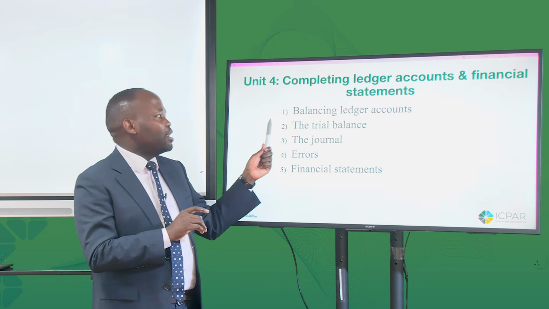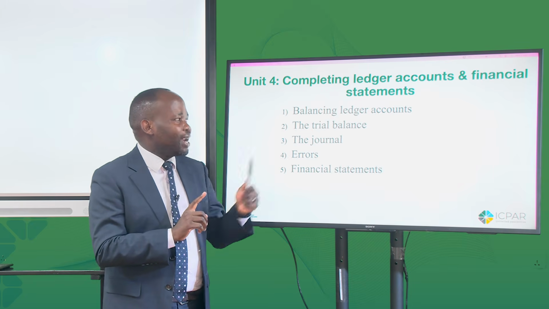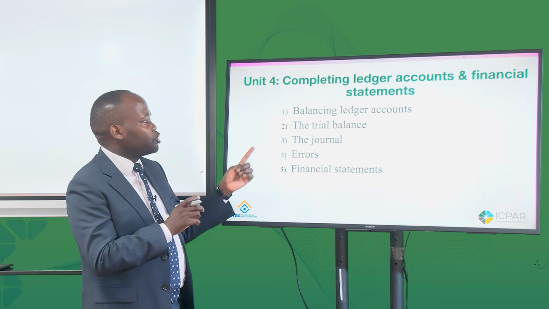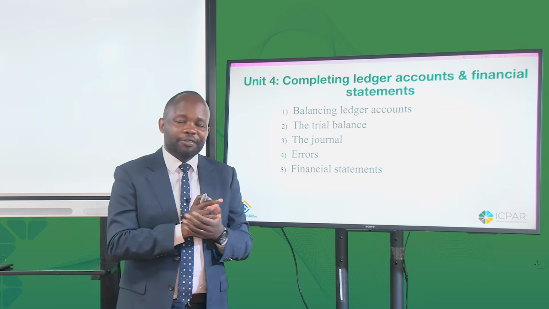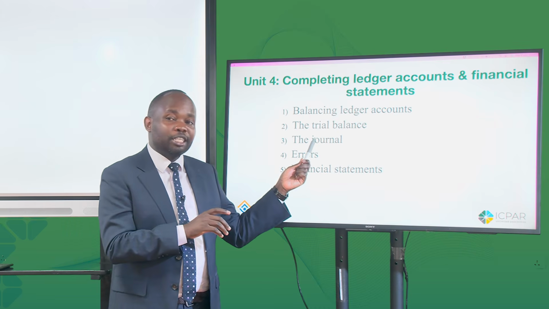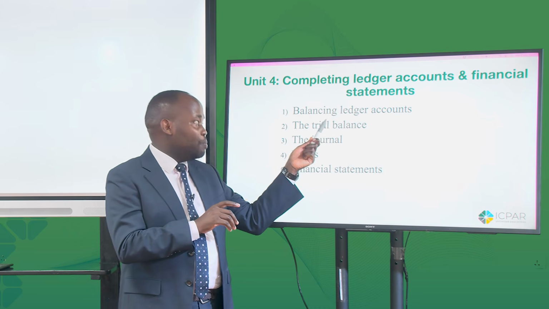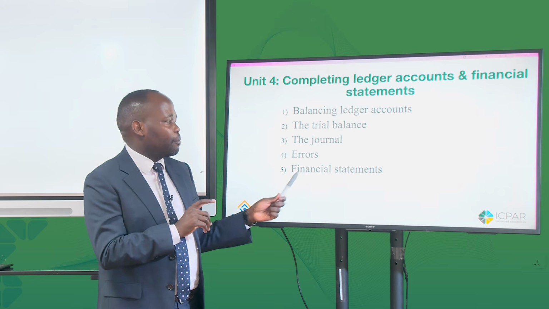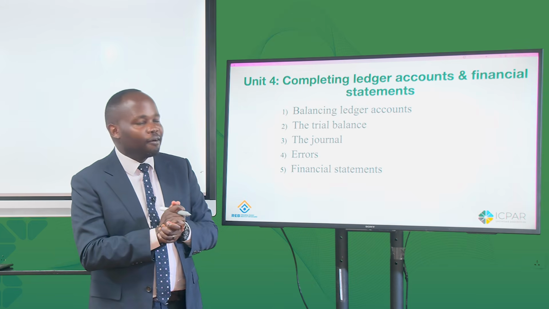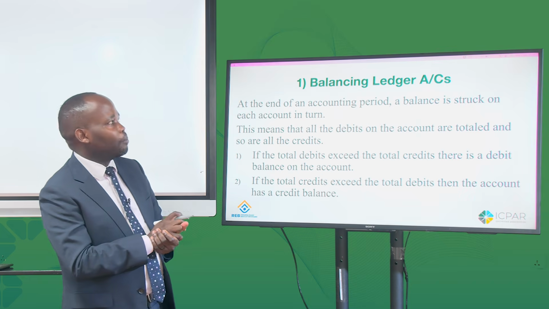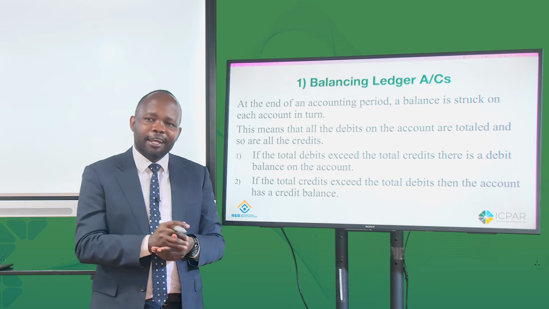So let's have a look at what we'll cover in this unit. Number 1, we'll see how we balance ledgers, but we'll be looking at an introduction to it. Number 2, we'll look at the concept of the trial balance. Number 3, we'll look at the concept of journals that are used to make corrections. Number 4, we'll look at what we call errors. And number 5, we'll look at what we call financial statements. So let's start with number 1, balancing of ledgers.